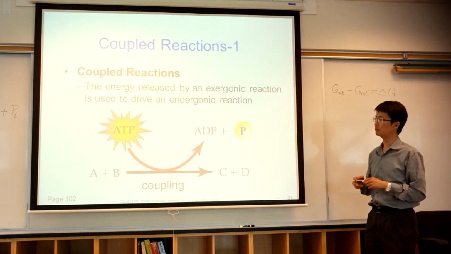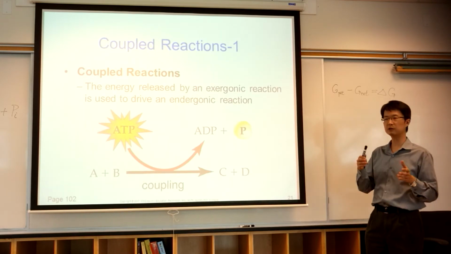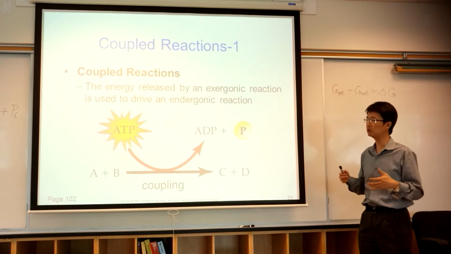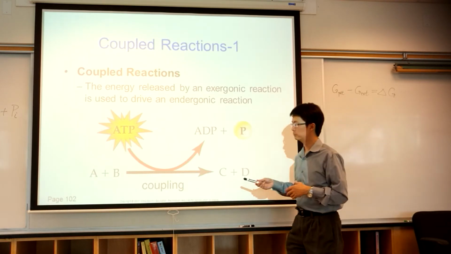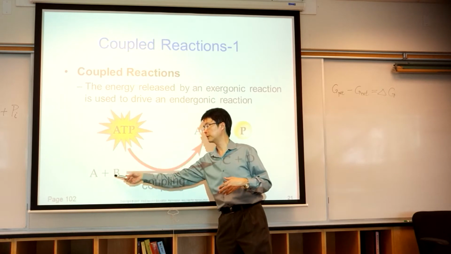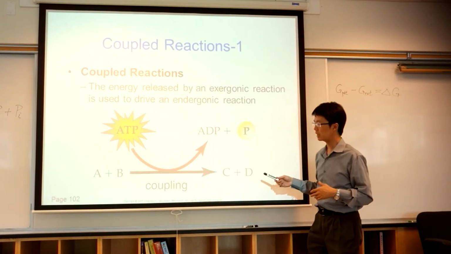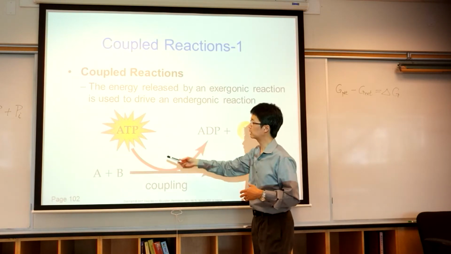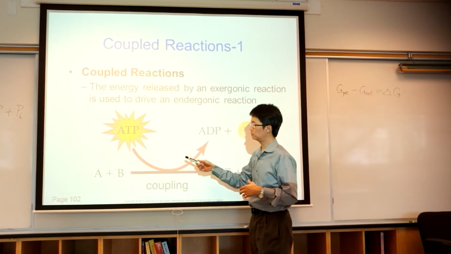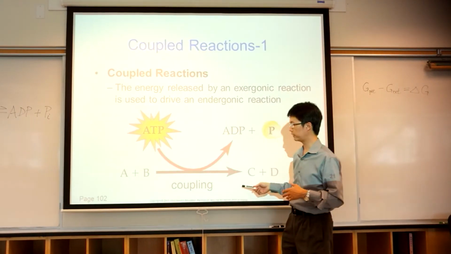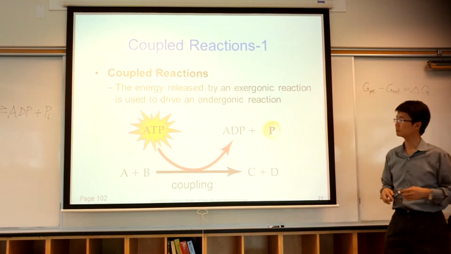Usually the reactions are coupled; we have only a few examples of reactions that occur alone. In the previous example, we told you A plus B, the reactants, together form the products C plus D, but they are usually coupled with ATP so that it will release energy to provide energy for the conversion of A and B to C and D.